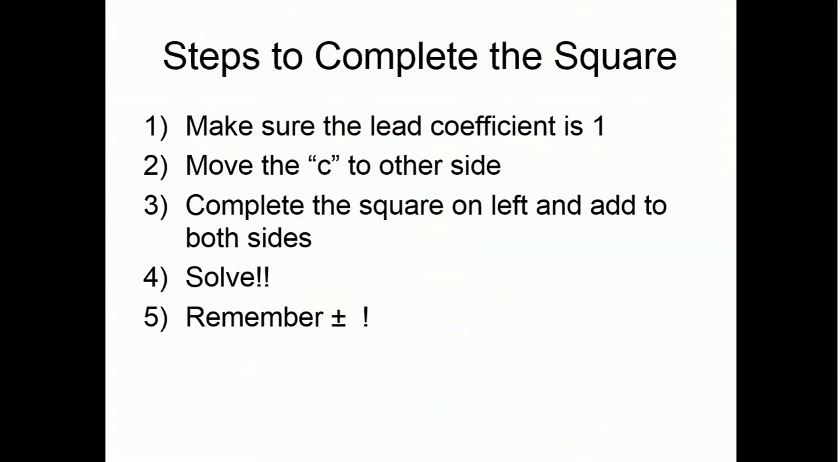Just some steps to complete the square. If you want to take these down for your own knowledge, so you have an idea here: make sure the leading coefficient is 1. That's our first step. Number 2, you're going to move the c to the other side using addition or subtraction, whichever you need to do. Then complete the square on the left and add to both sides. So basically, you're going to figure out what the blank is. Then you're going to solve, and don't forget that plus or minus when you square root.